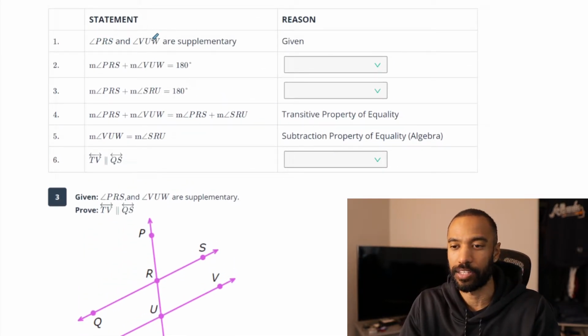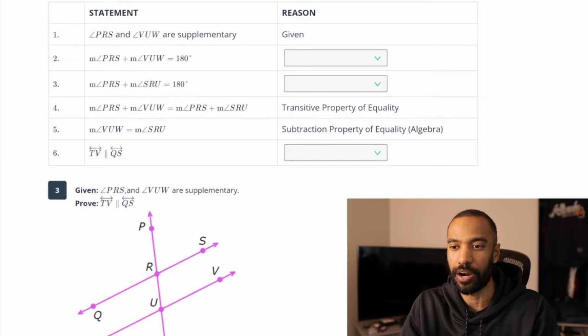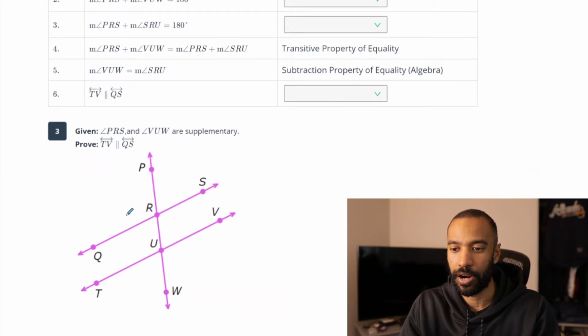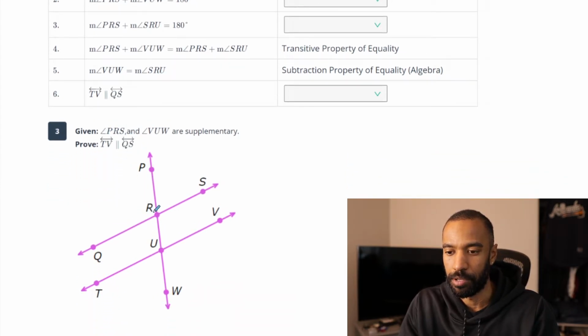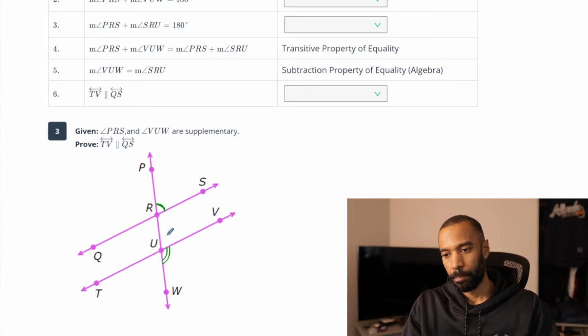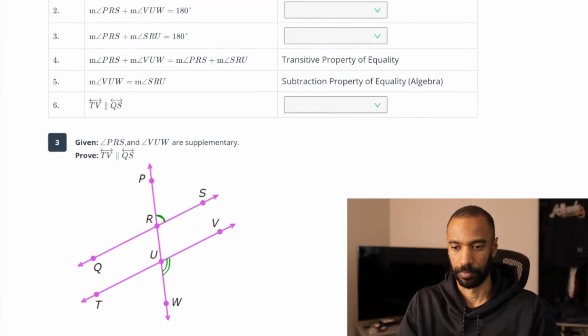We're going to start with the fact that two angles are supplementary to each other: PRS and VUW. And I'm going to mark them differently, kind of like that. We're going to know which ones they are, but they're supplementary. That's going to be our given.